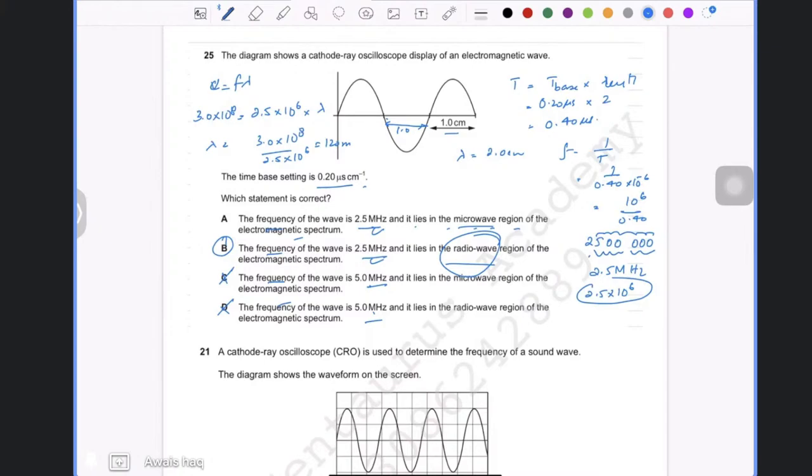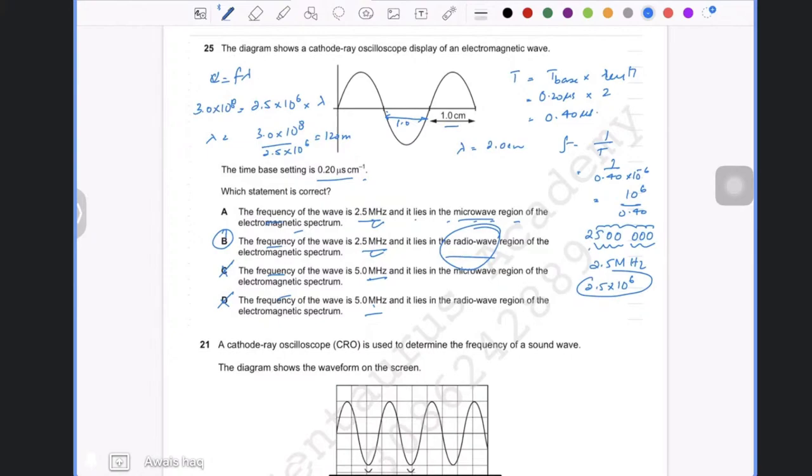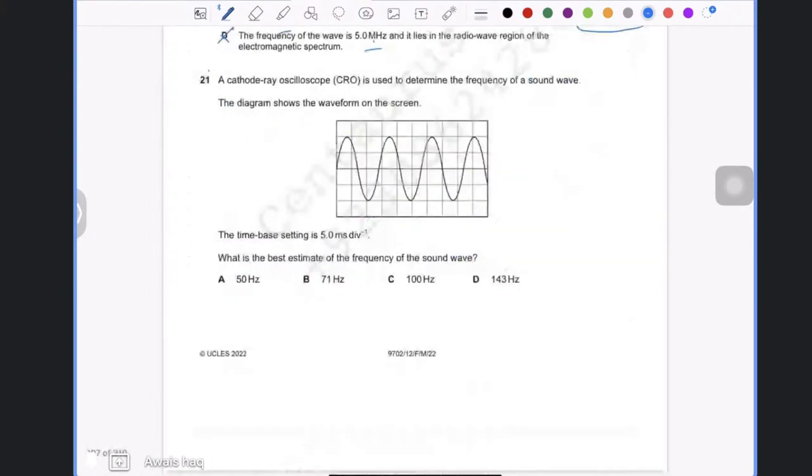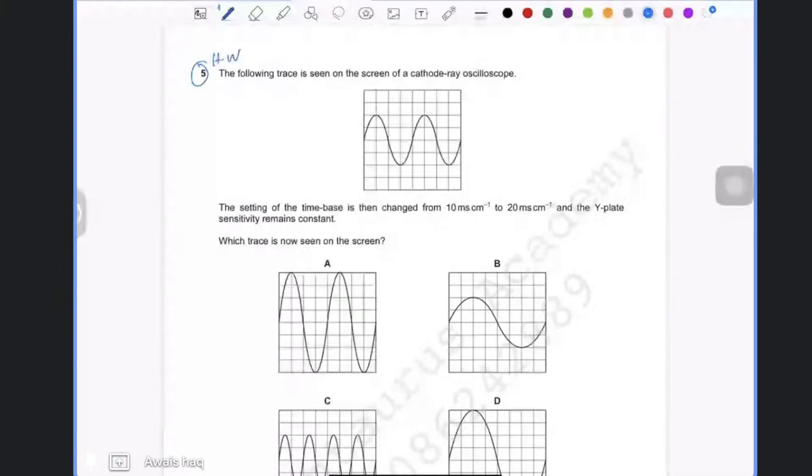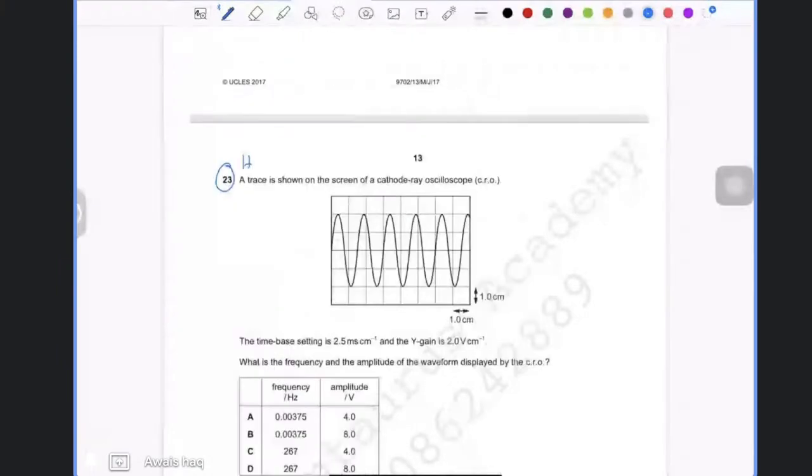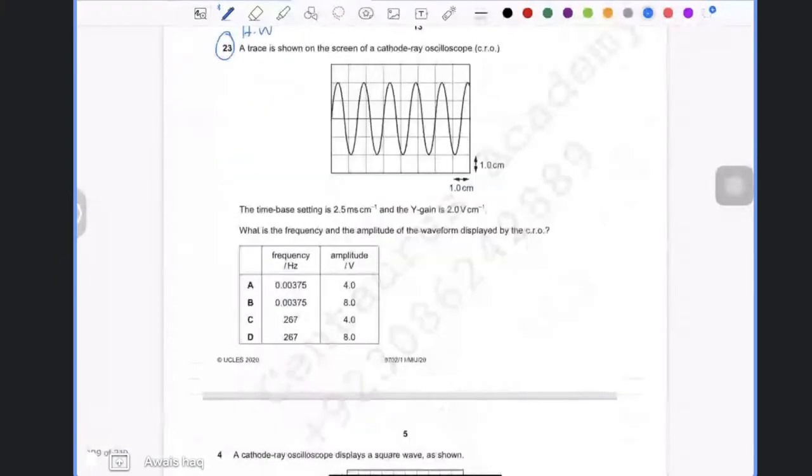I don't know, for some reason the internet's poor. The next one, you guys can do it yourself. It's pretty easy. You just find the frequency. You have everything else. And try this one as well. And obviously, there are so many questions about this. Just try them. They're pretty easy.